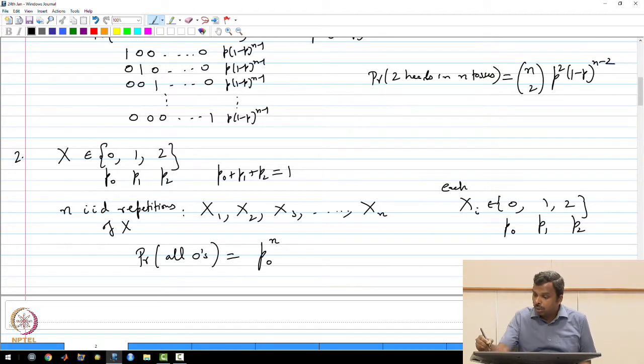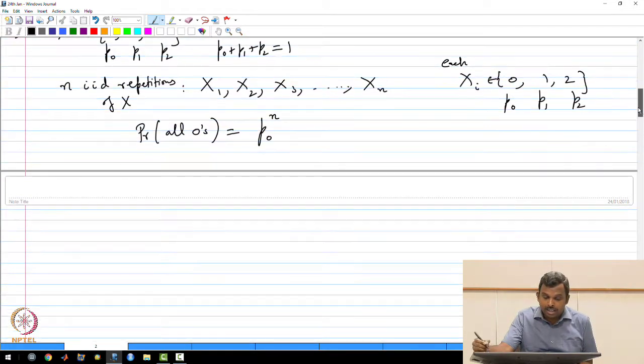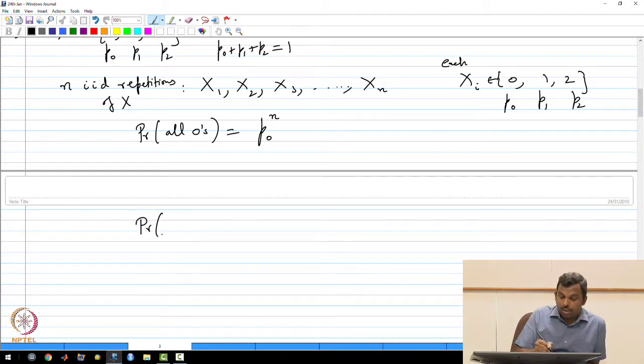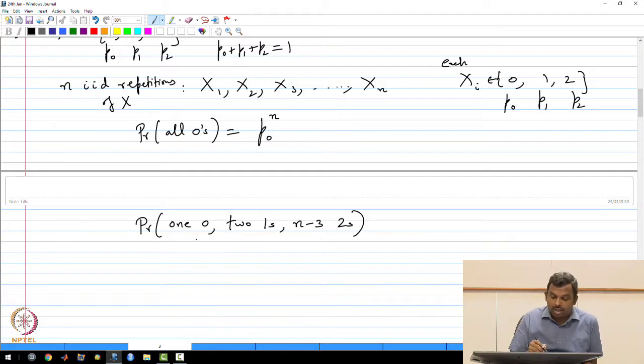If you want to ask slightly more complicated questions, supposing you say probability of, let me write it down clearly, one 0, 2 1s, and n minus 3 2s. So what is the meaning of this? I have in my sequence x1 through xn, exactly one of these values is 0. It could be anywhere. 2 of the values are 1. So one 0, 2 1s, and then all the remaining are 2s. That's the kind of event I'm considering.